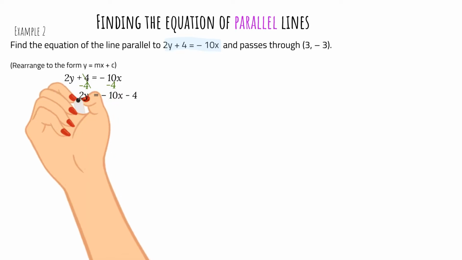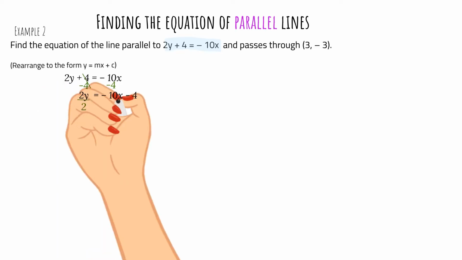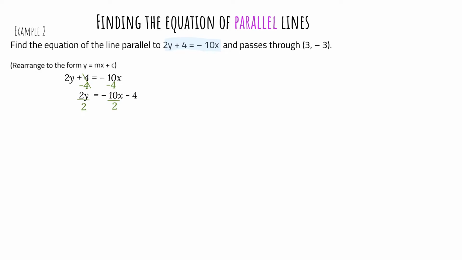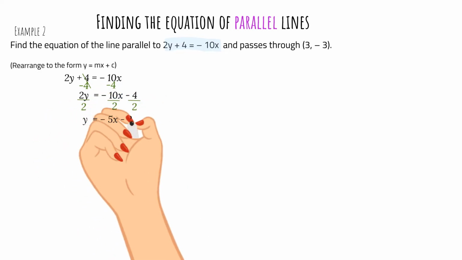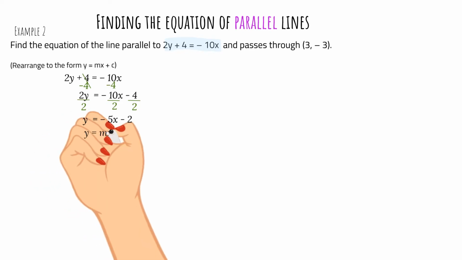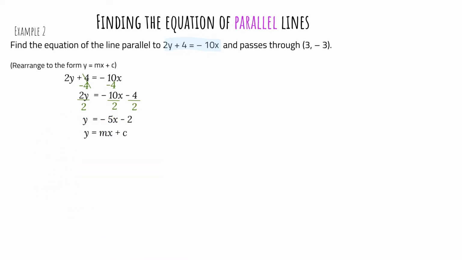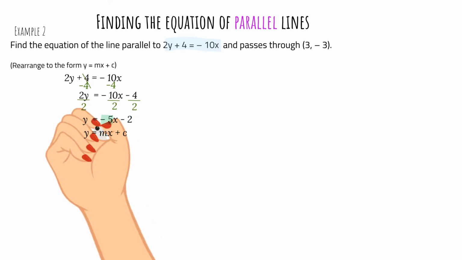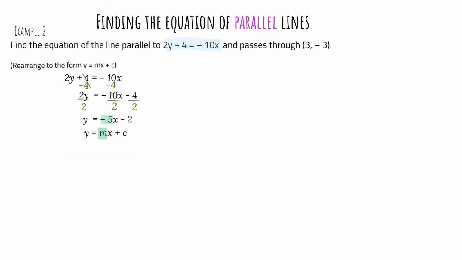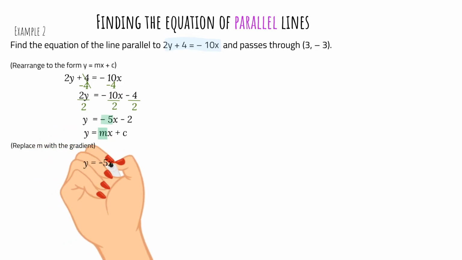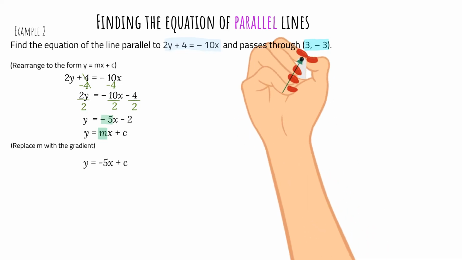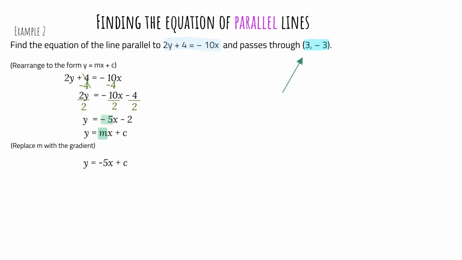And because I want y equals and not 2y equals, I'm going to divide every term by 2. And I get y is equal to minus 5x minus 2. And if I just write y equals mx plus c underneath this, then we can quickly determine the value of m. So I'm going to replace m with that gradient of minus 5 because I am finding a parallel line to that. But we can't state just any parallel line to the given line. We need one that specifically goes through the point 3, minus 3.